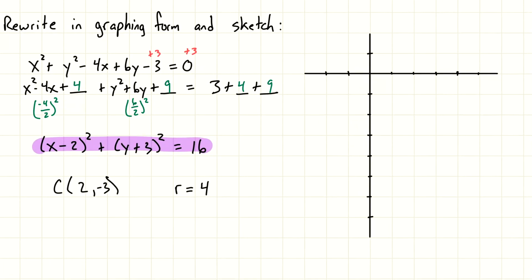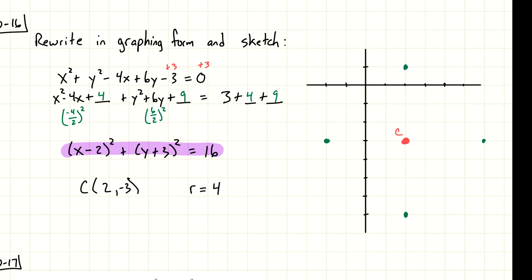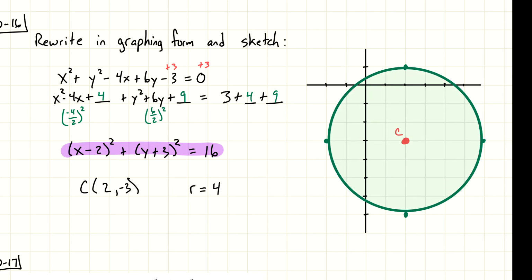So that should be enough to sketch this out. So I'll start with 2, negative 3. 2, negative 3 is about here. Here's the center. And then the radius of 4. 1, 2, 3, 4. Both 4 in both directions, left and right, top and bottom. And that should give us, all right, something like that.